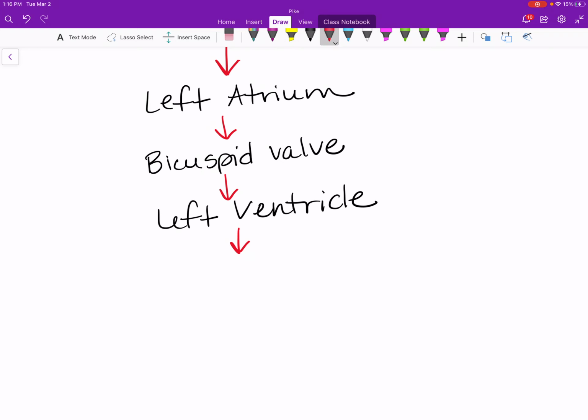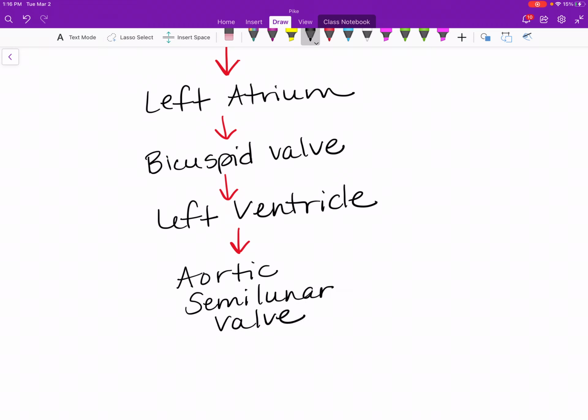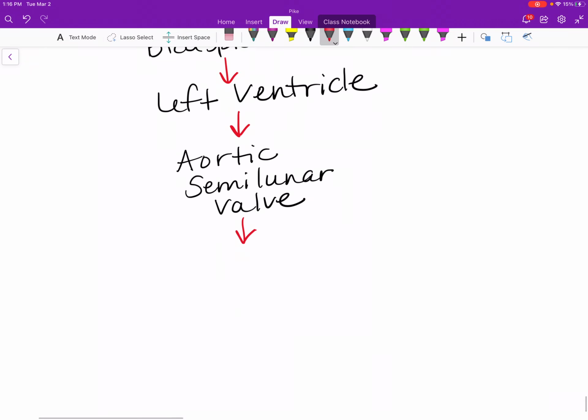That door that blood enters to leave the heart, that valve is the aortic semilunar valve, because blood is about to enter the aorta. It's still oxygenated. So then blood enters the aorta, the largest artery in the body. Specifically, it enters the ascending aorta, part of the aortic arch. It goes up, but we'll get into that in our next little unit.